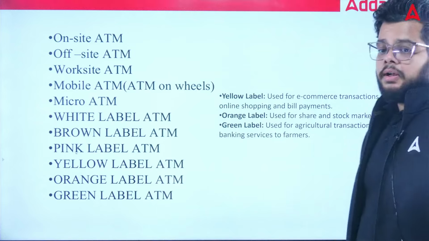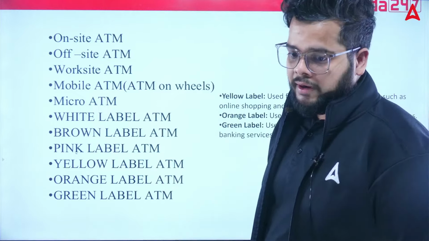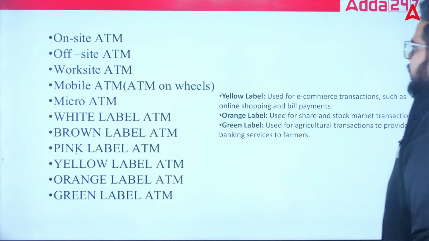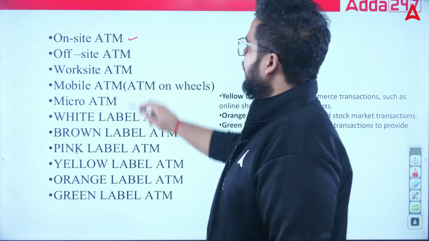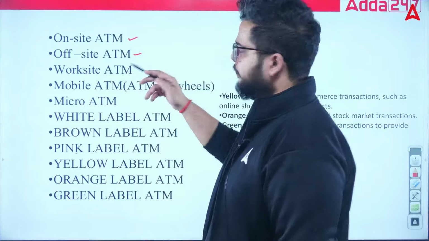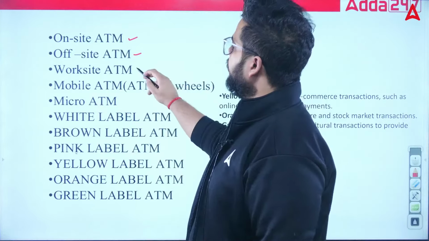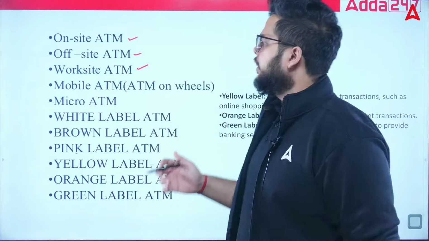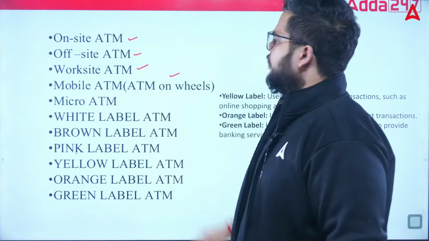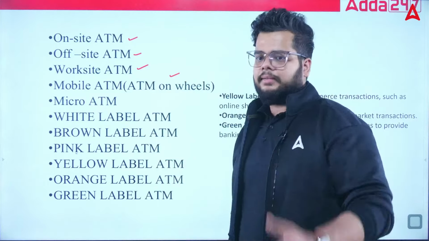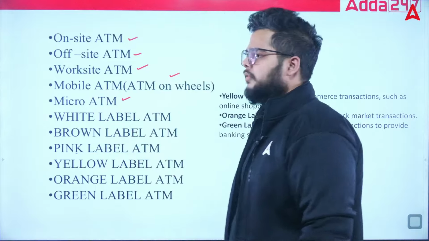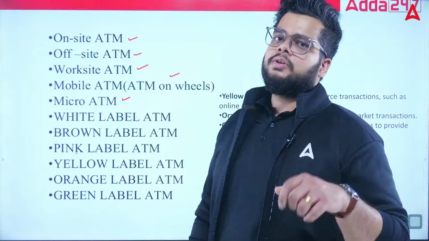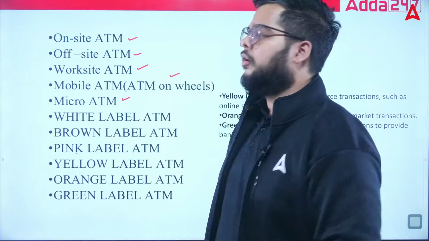Now let's move on to the types of ATMs. We have different types of ATMs here. On-site ATM, the ATM which is within the premises of the bank. Off-site ATM, beyond the premises of the bank. Worksite, within the offices of a particular governmental department. Mobile ATM, ATM on wheels, you can say, which is quickly accessible. Micro ATM, mostly found with the banking correspondents, or that particular machine which you find within the counter of a bank.